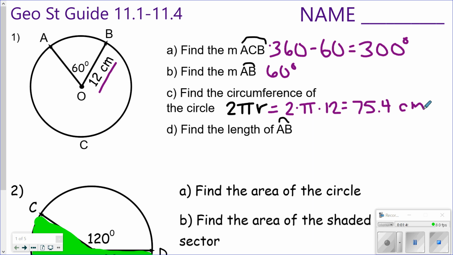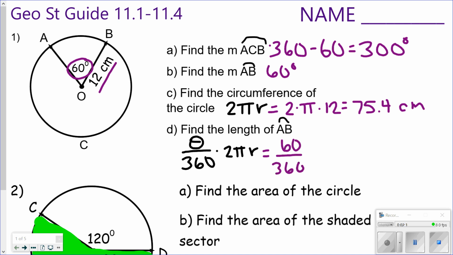Next, we want to find the length of arc AB. The equation for arc length is theta divided by 360 times 2 times pi times r. If we look at our picture, we notice that the degree measure is 60, so that's our theta. So 60, divide that by 360 times 2 times pi times our radius, which is still 12. I would practice plugging this into your calculator right now. And when you do so, you should get 12.57 centimeters.